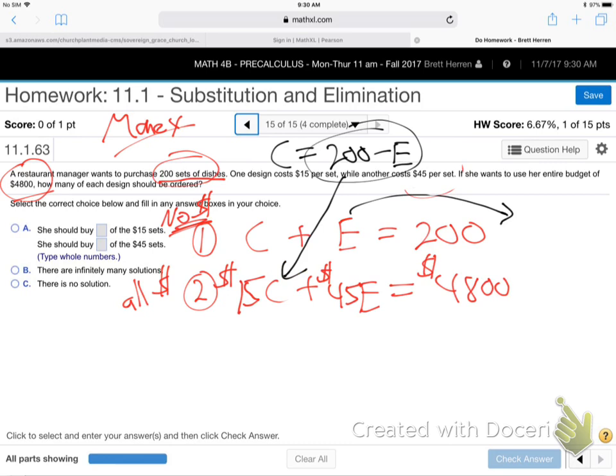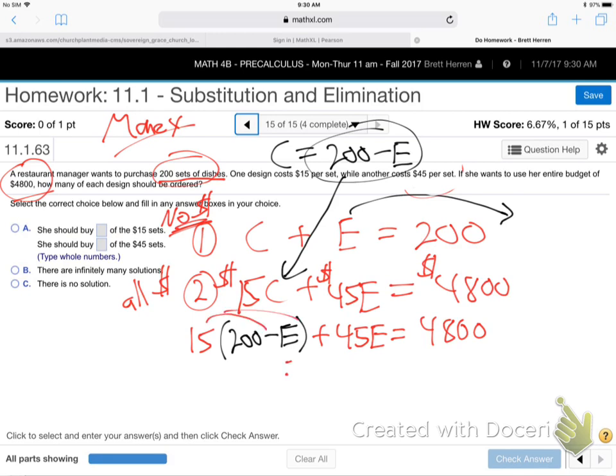So we get 15 times 200 minus E, plus 45E is 4,800. Is that good? That makes sense? And then you just distribute, and can I just go dot, dot, dot? You just do all the rest and solve for E and then plug back in for C.